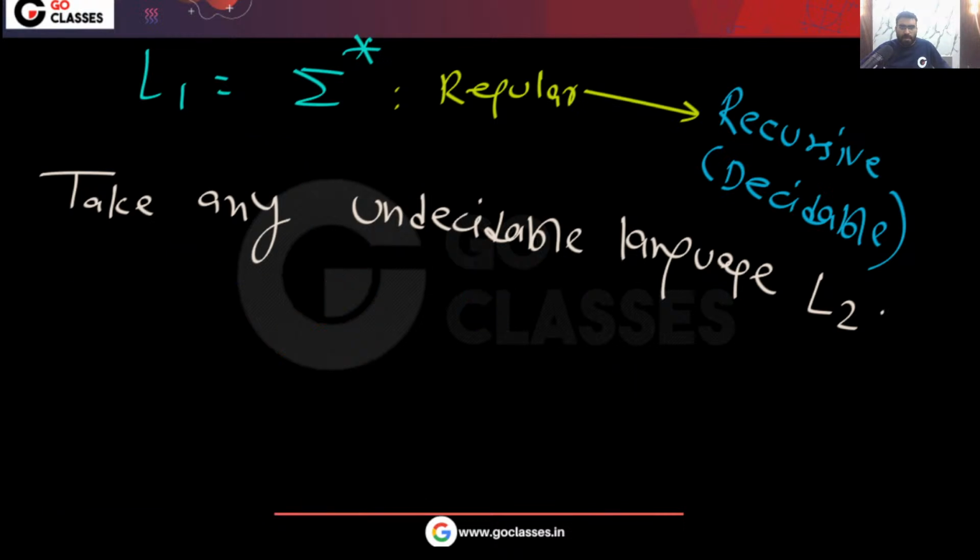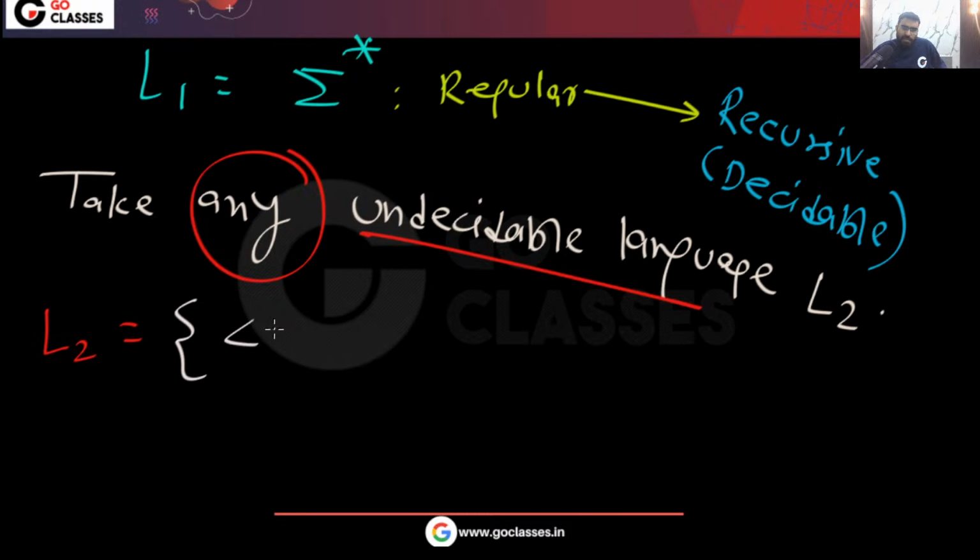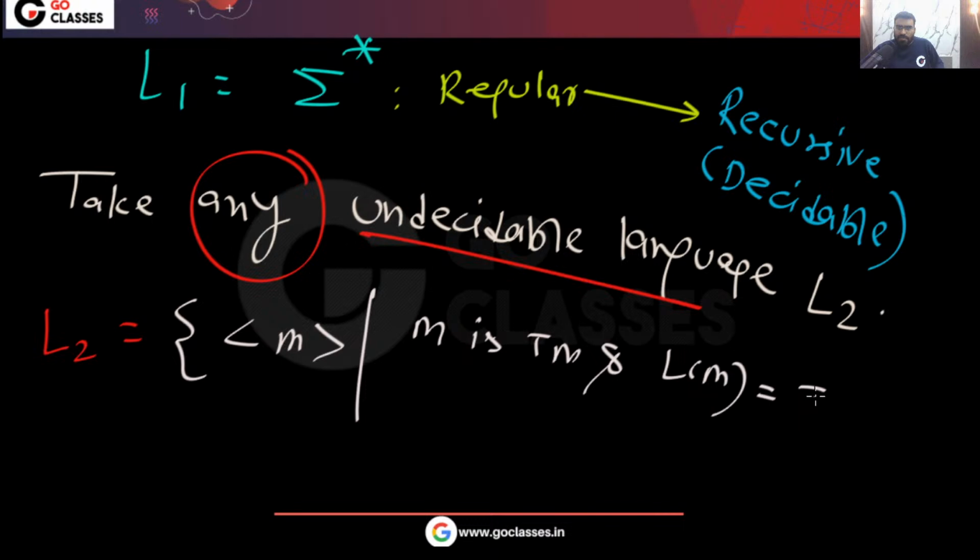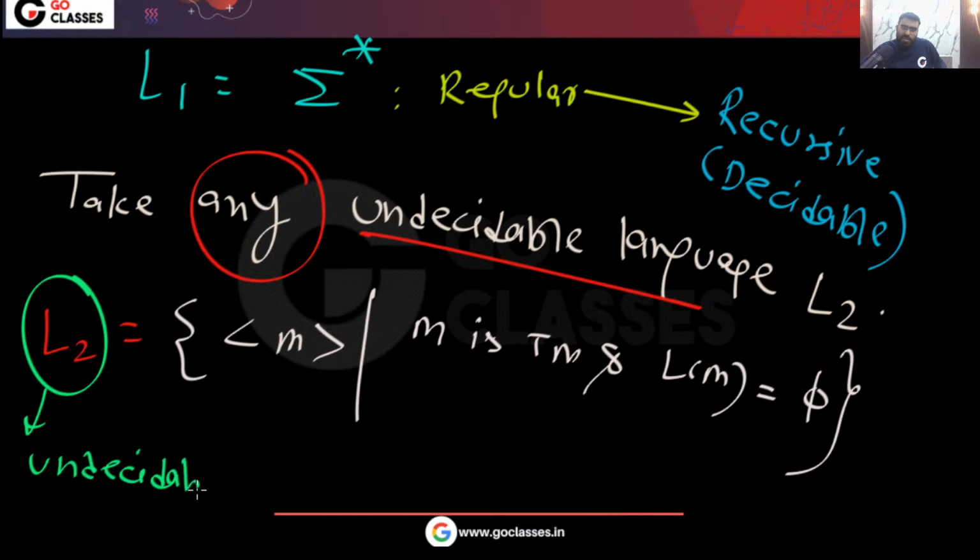Okay. So remember, you can take any undecidable language; that is your choice. For example, you can take L2 equal to the set of Turing machines M, where M is a Turing machine and L(M) is equal to sigma star. Or maybe L(M) is equal to phi. You can easily see this L2 is actually undecidable, yes or no?